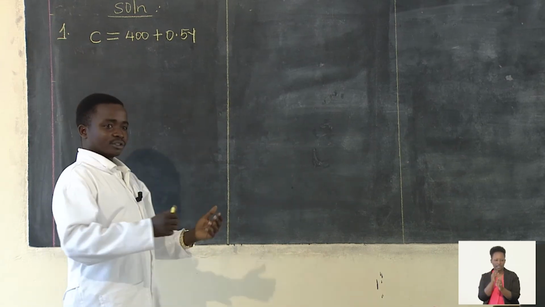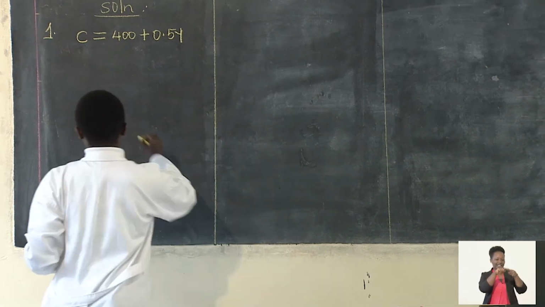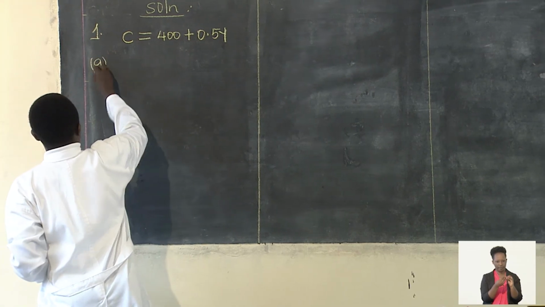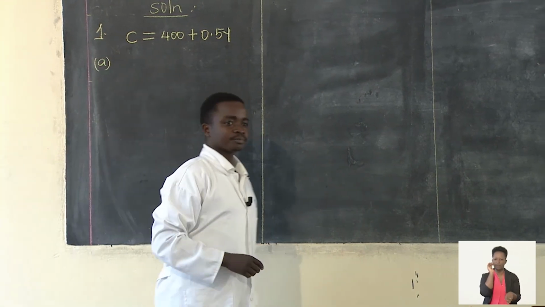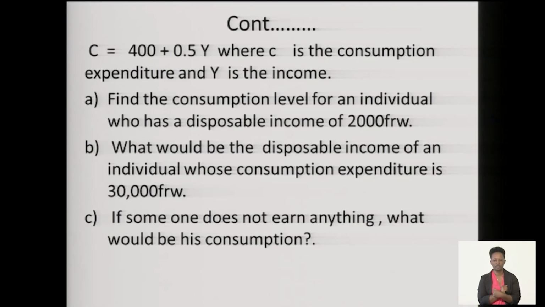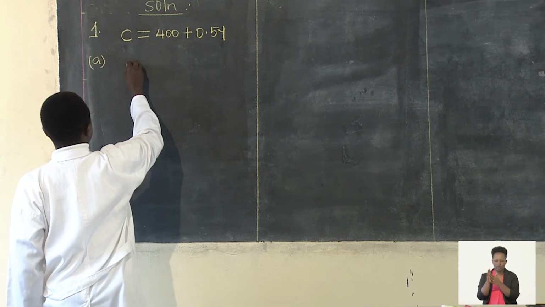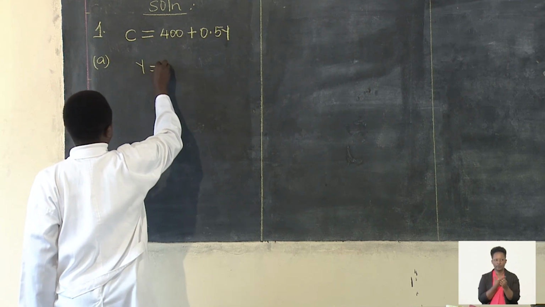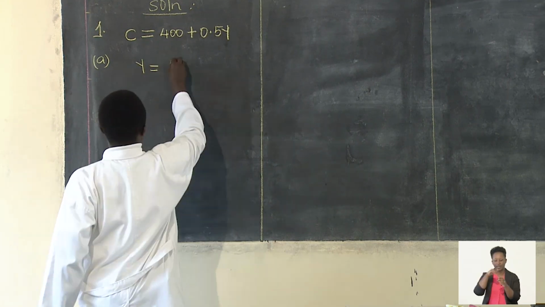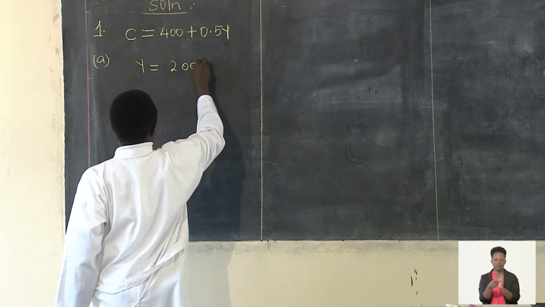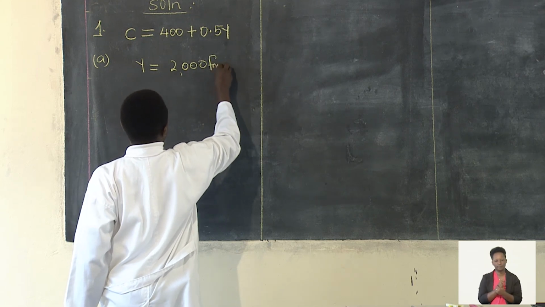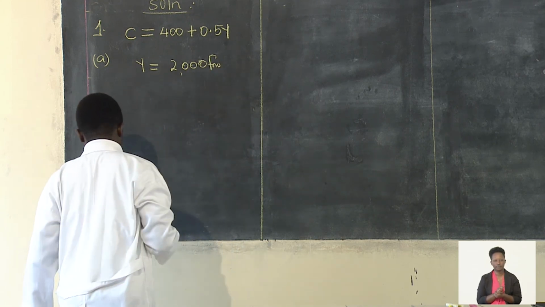So we have part A of question 1, whereby they are asking us to find the consumption level of an individual who has a disposable income of 2,000. So they want us to get the consumption level for an individual who has got a disposable income of 2,000 Rwandan francs. How do you go about this?